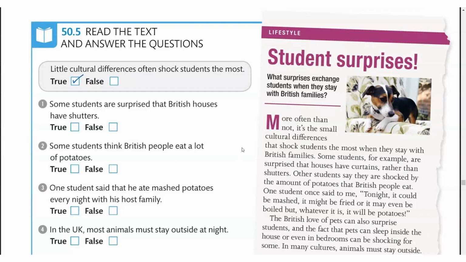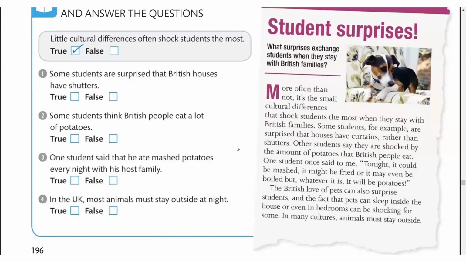So it's called Student Surprises. What surprises exchange students when they stay with British families? Okay, so what surprises these exchange students when they stay with these host families? What surprises them? We're going to read. We do have an example. You have some questions to answer, whether it's true or false, according to the reading, according to what you heard. Little cultural differences often shock students the most, and that's true, according to the reading. So let's go ahead and read together, and then we'll come back to the 4 questions.